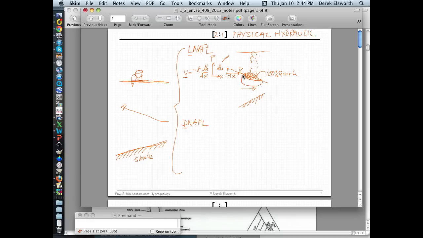And as it gets dissolved in the groundwater and diffuses away from this interface, it gets picked up by the motion of the groundwater that's flowing past it, and it gets carried downstream as a plume. That's basically the mechanism by which it will move.